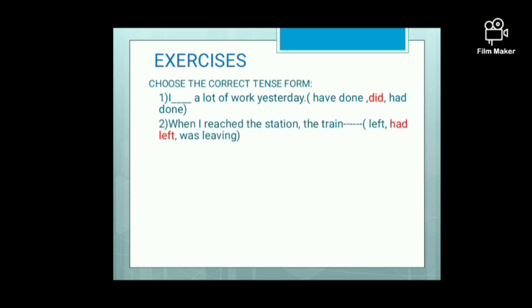Second question. When I reached the station, the train dash. Your options are left, had left and was leaving. Here there are two past actions. You find reached, one past action and then the other one, of course, that is the earlier of the two past actions and hence you have to use past perfect tense. Your answer is had left.